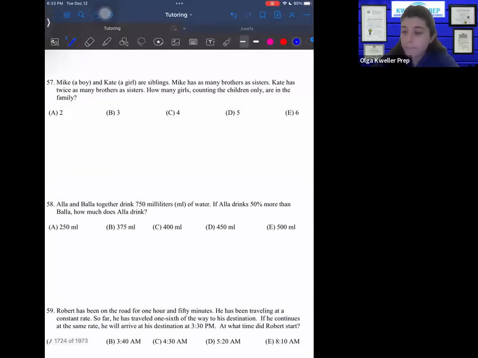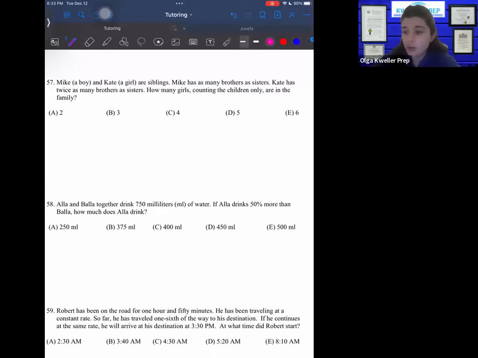So we have Mike and Kate, who are siblings. Mike has as many brothers as sisters, and then Kate has twice as many brothers as sisters. How many girls, counting the children only, are in the family? With a question like this, I would use the answer choices to help me figure out the problem. It's like guess and check, but a smart way of using it, because I'm not just going to use random numbers. I'm going to use numbers that are possible answer choices.